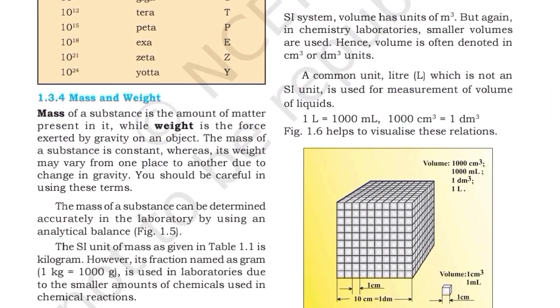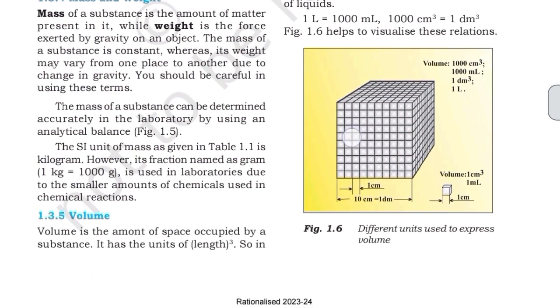Mass and weight. Mass of a substance is the amount of matter present in it, while weight is the force exerted by gravity on an object. The mass of a substance is constant, whereas its weight may vary from one place to another due to change in gravity. You should be careful in using these terms. The mass of a substance can be determined accurately in the laboratory by using an analytical balance. The SI unit of mass as given in table 1.1 is kilogram. However, its fraction named gram, where 1 kg is equal to 1000 gram, is used in laboratories due to the smaller amounts of chemicals used in chemical reactions.